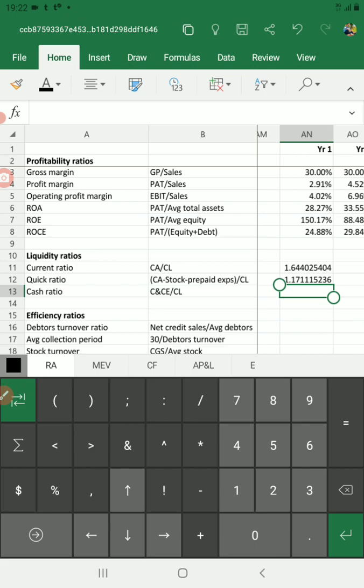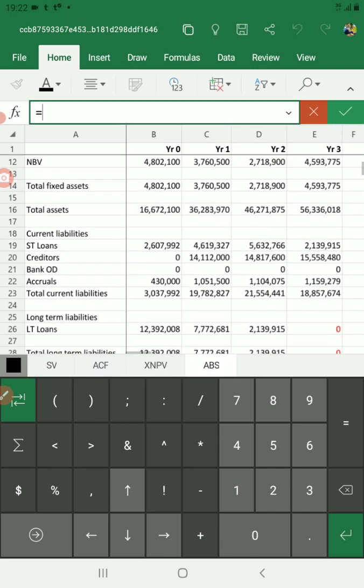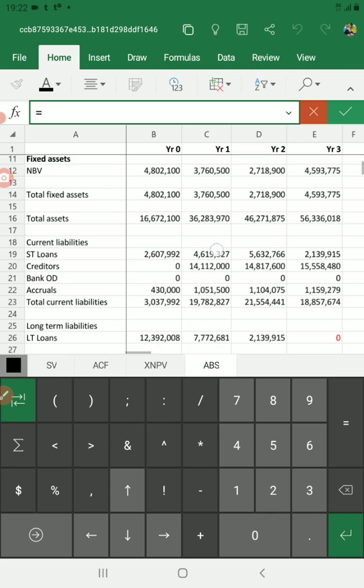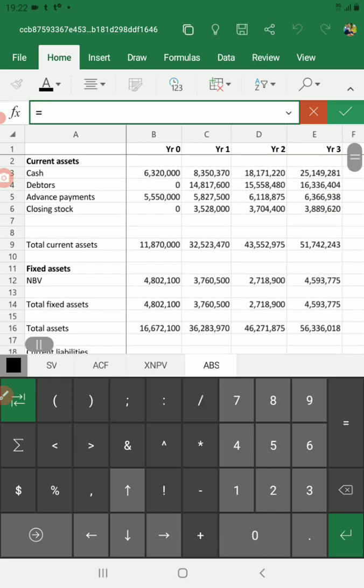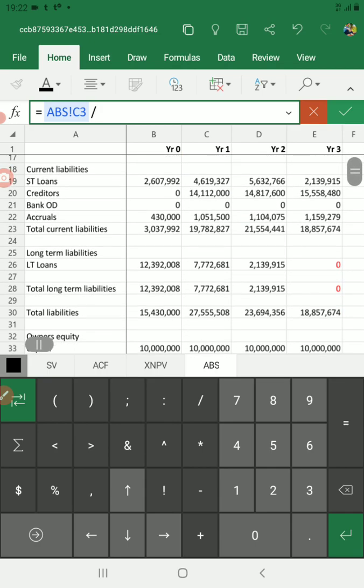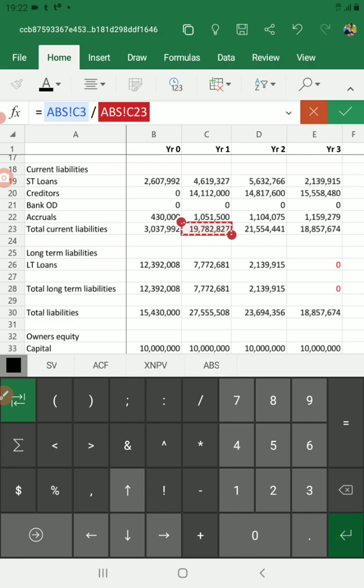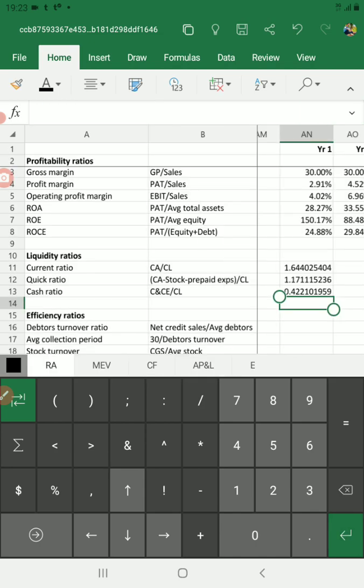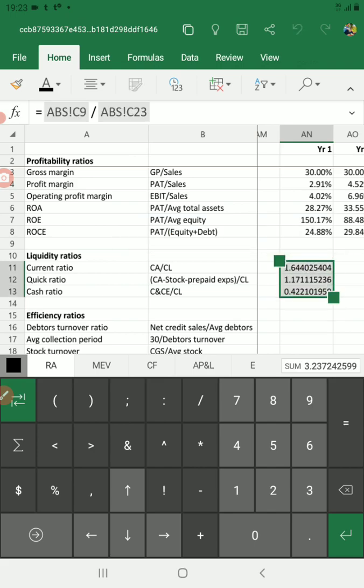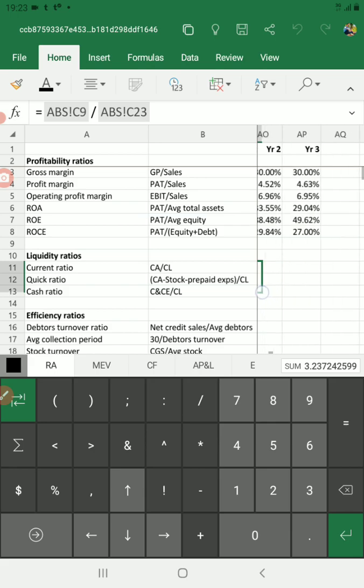and the cash ratio, start with an equal sign, go to my annual balance sheet here, pick the cash figure, this one, divide by total current liabilities, this figure here. Press enter. So again I select this and then fill to the rest of the other years.